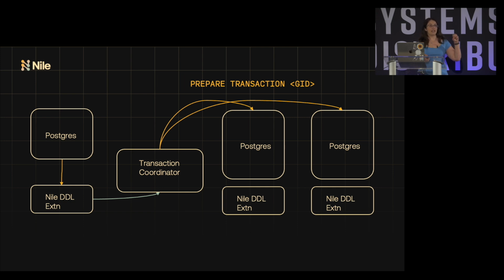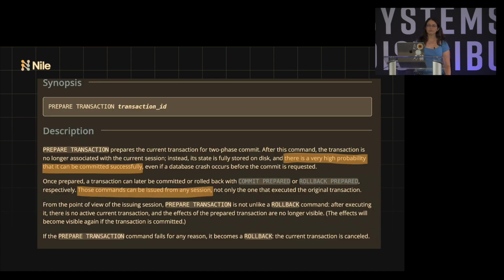This is a command that is out of Postgres' 2-phase commit. Postgres itself has to be part of the 2-phase commit process with other databases. Prepare transaction is the standard way of doing it, and it gives us exactly the guarantees we need. So this is out of the Postgres documentation, and you can see that once a transaction has been successfully prepared, it will almost guarantee, with very high probability, that it will be successful.